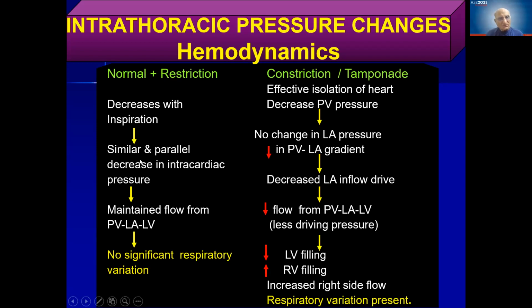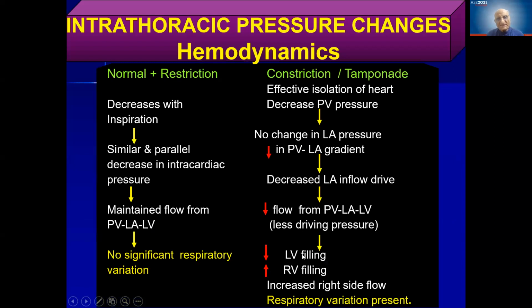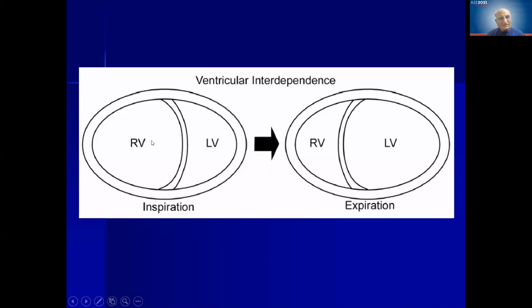So here there is no increased chamber pressure, so all of them maintain the flow. But here, because of a decreased flow from pulmonary vein to LA, the LV is getting less blood, its filling is reduced, and hence the RV filling has to be increased. Now you see, this is known as ventricular interdependence. During inspiration, as we have seen, there is more filling of the RV because there is less filling of the LV. When there is more filling of the RV, the septum is deviated towards the left side, because the septum is between the LV and the RV.